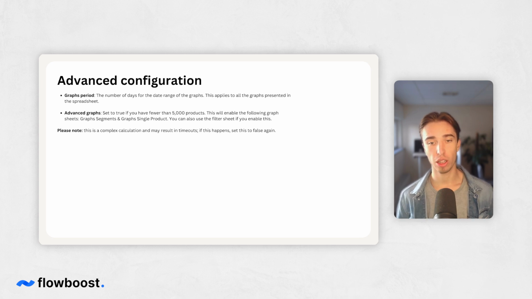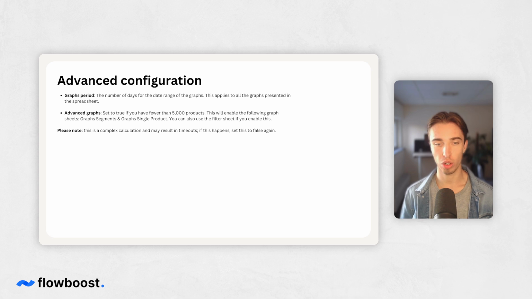Then advanced graphs. This is useful if you want to use the graph segment and graph single product overview sheets. But please note that it is a complex calculation and may result in timeouts, but it's very useful for analyzing. You can also make a copy of the spreadsheet, run it one time with advanced graphs on, so that you have the data, and then set it to false again, so you will have less likely a chance of a timeout.